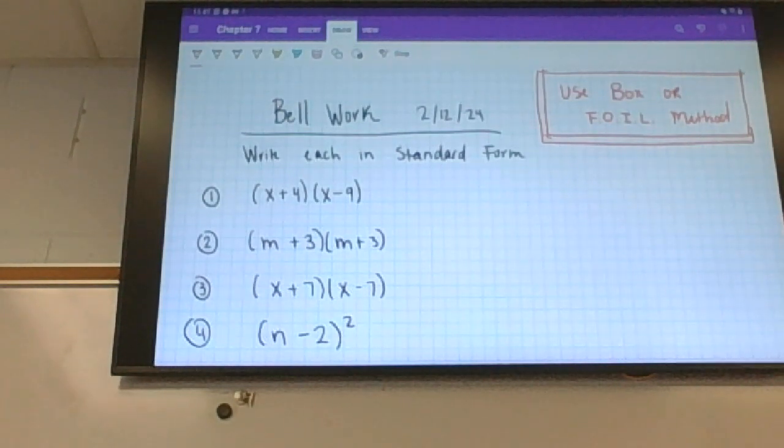The x plus 4, I'm going to be writing on the side. And the x minus 9, I'm going to write on the top. Side and the top. So I have an x here, a 4 here, an x here, and a negative 9 here. Any questions so far?